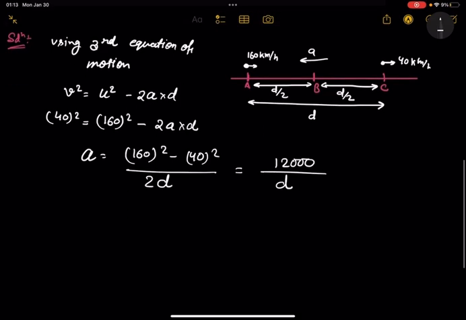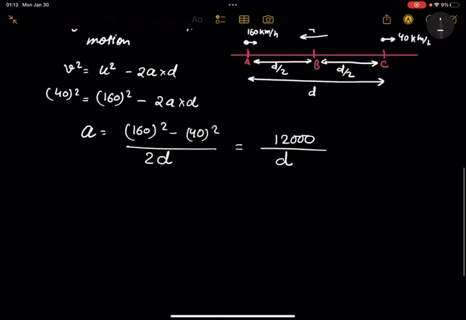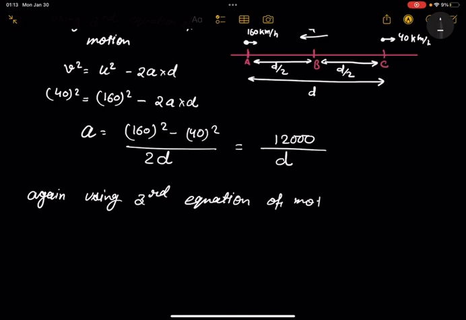Now what is happening? The question is saying that if the speed on the way is 100 km per hour, then where is it located? So we know very well the initial speed is 160. So again we use the third equation of motion. Let's see, it's a very simple question. Yes or no? Only the third equation of motion we can use and we can solve this question.